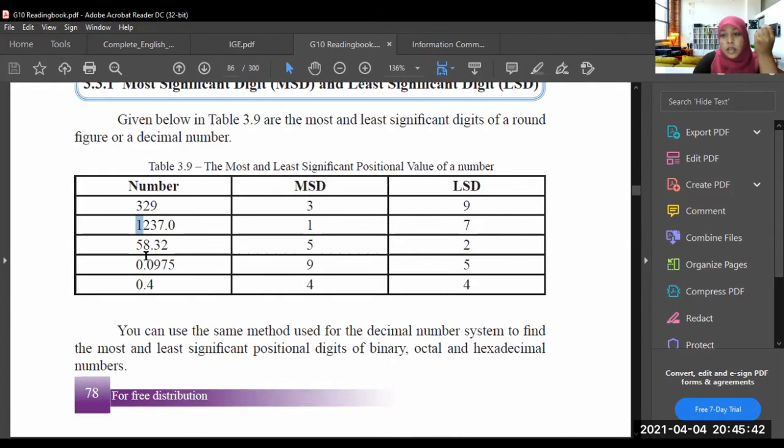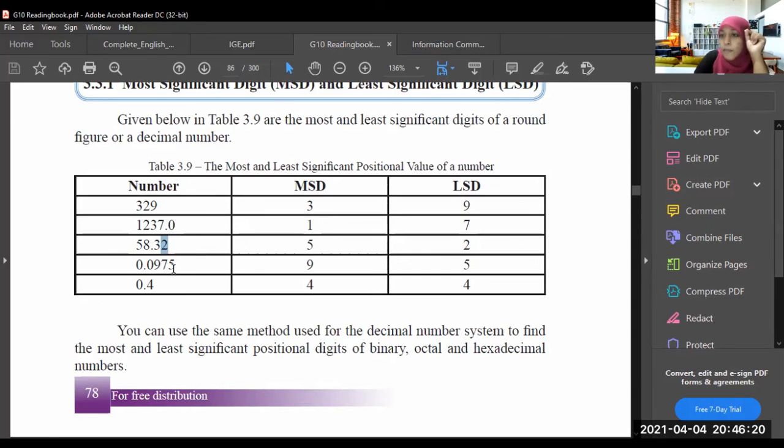Now let's go to the next decimal number. Okay, 58.32. The most significant value is 5 because it is 50. The least significant value is here 2 because it goes as minus, right? So here it is 0, -1 and -2. So the least significant digit is here 2.